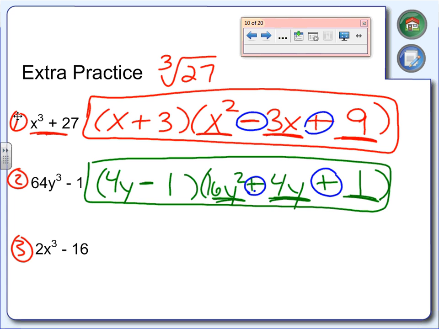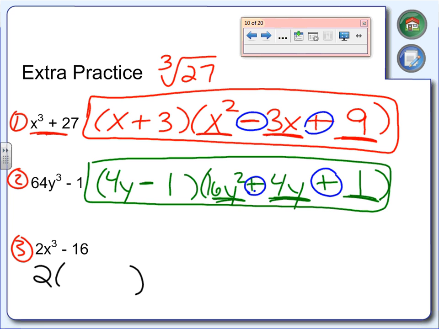Okay, we're looking at number 3. We got 2x to the 3rd minus 16. First thing we want to do is look for GCF. Greatest common factor. Now, we will tell you this one does have a GCF. The question is, what is a GCF? 2. So we're going to take care of that part first. So 2 goes on the outside.